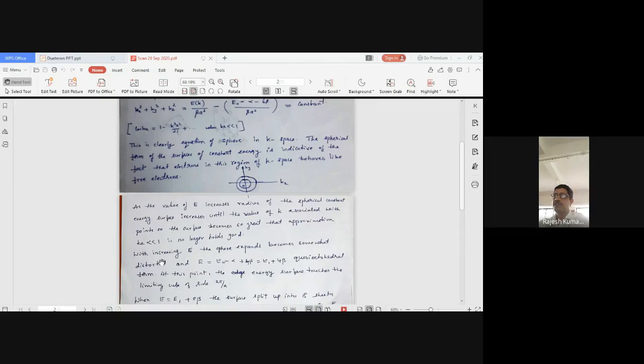So now, if this condition is not satisfied, then we get a shape which is a little bit distorted from the sphere. That means the sphere expands, but somewhat distorted. A perfect sphere is not expected. At this point, E is equal to E1 plus 4 beta. If this condition is satisfied, we get a quasi-octahedral form.